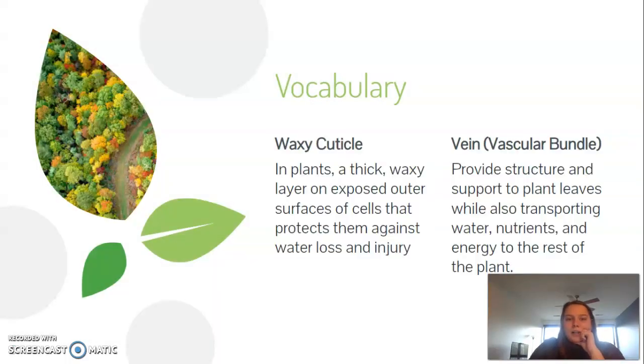So let's move on to the waxy cuticle. The waxy cuticle in plants is a thick waxy layer on the exposed outer surfaces of cells that protects them against water loss and injury. So if we're thinking back to my grilled cheese analogy, the waxy cuticle is actually going to be the butter that you put on the bread before you cook it.